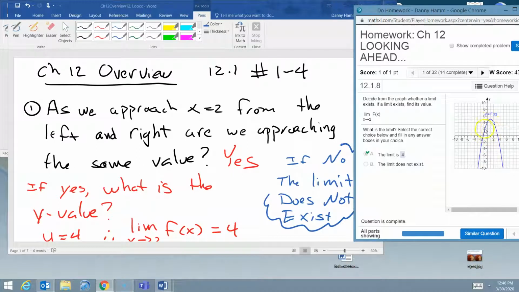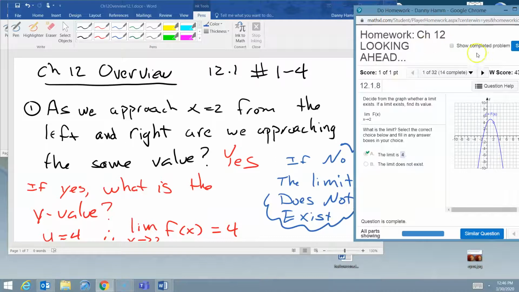As we're following in from the left, we can see that we are approaching this y value, and as we're approaching 2 from the right, we can see we are approaching this value. If your answer is yes, we're approaching the same value, then the next question is, what is that value? For me, that answer is 4. If we were approaching 2, the x value, from both sides and your answer was no, then the limit doesn't exist.